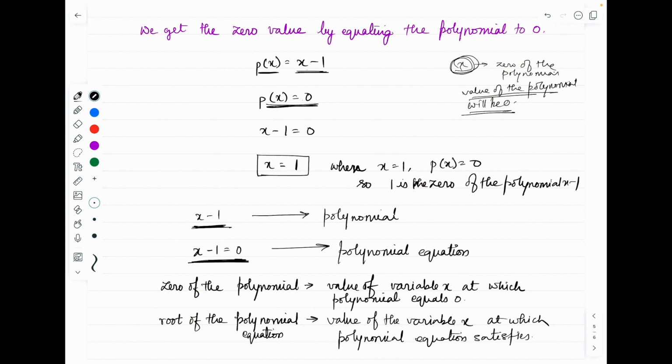With the polynomial only, x minus 1, we are finding the zero of the polynomial. With x minus 1 equals something, we are finding the root of the polynomial equation. One term is zero when we are dealing with only the polynomial, another is called root. Both are the same thing. It is called root when we are dealing with polynomial equations. Okay, this is one thing.